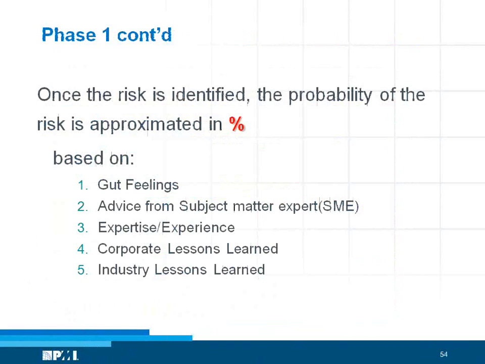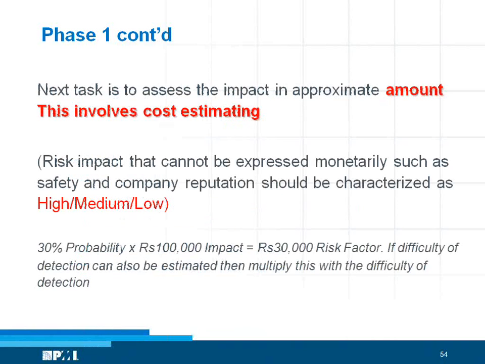Once the risk is identified, the probability of the risk is approximated as a percentage. That is basically based on gut feeling. It's advice from the subject matter expert: expertise, experience, corporate lessons learned, past projects handled. The knowledge management comes into play here, along with industry lessons learned.